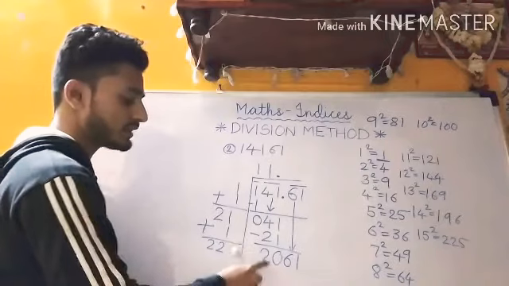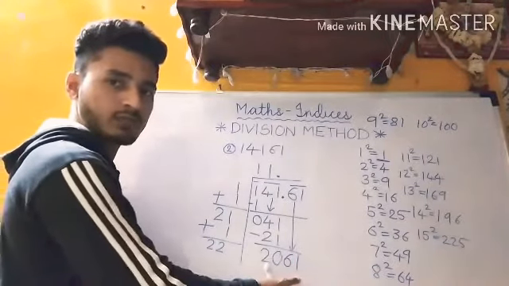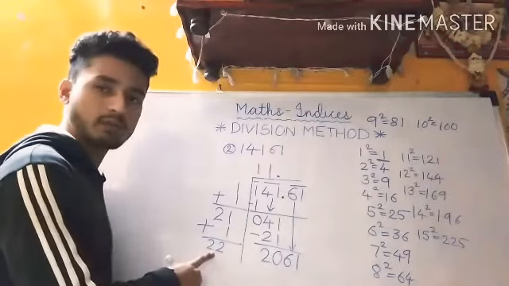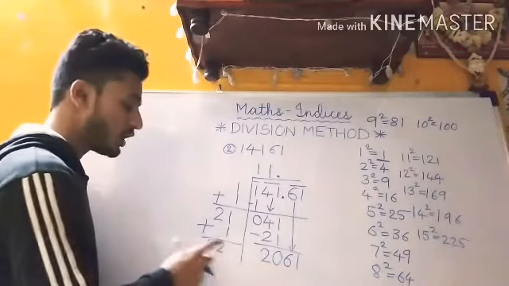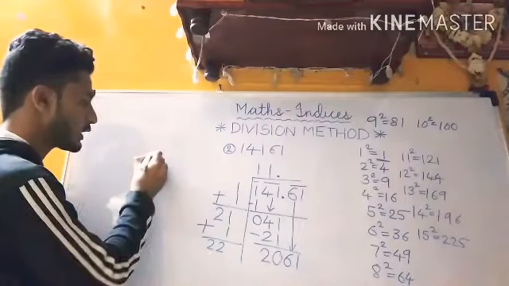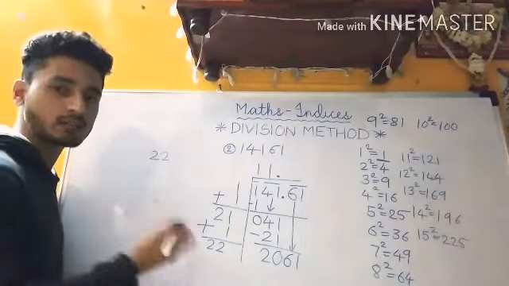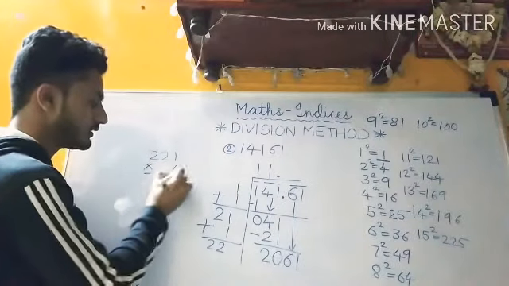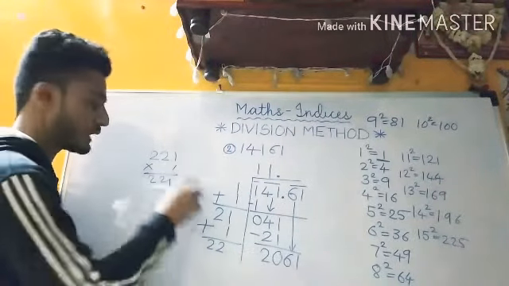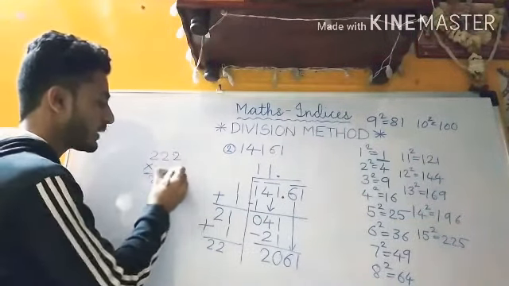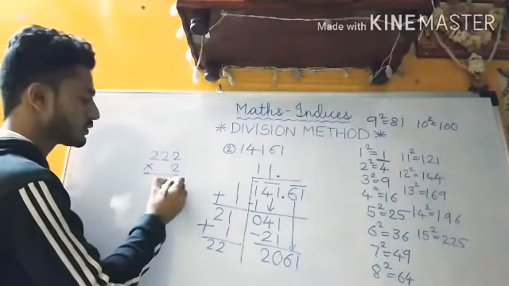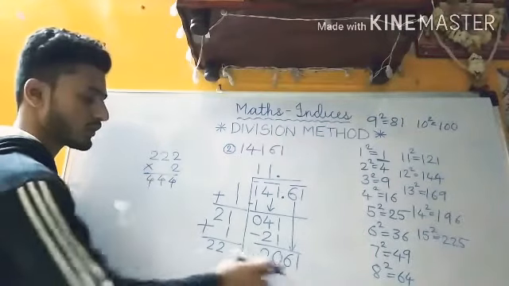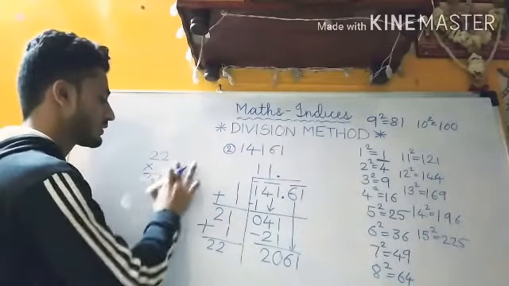Now this number is 2061, and here it is 22. Now we'll take some possibilities where we'll find this answer with the help of this number. I'll take 22 and again start with 1. 221 into 1 is again 221, so it's not equal. We'll go for 222 into 2. 2 2 is 4, 444. No, it's not that close.